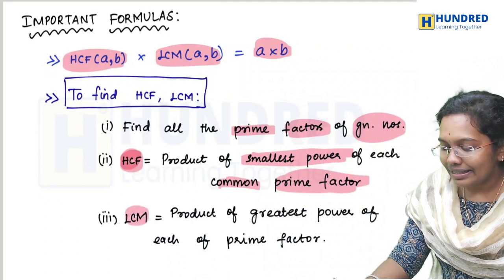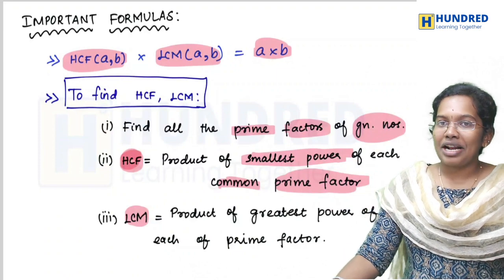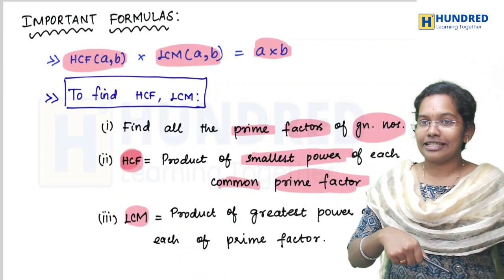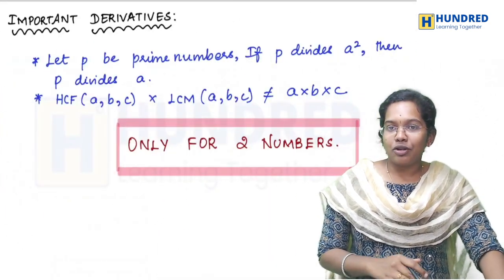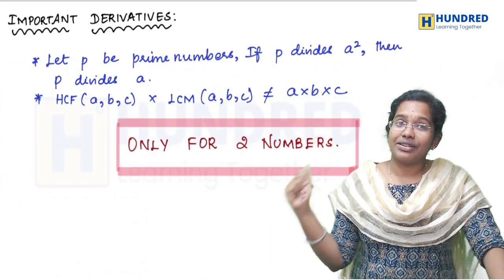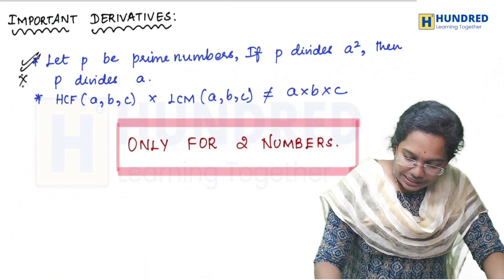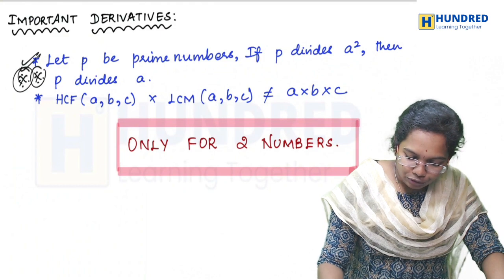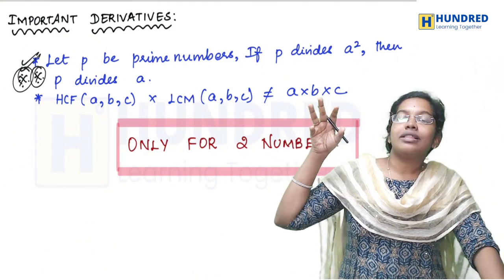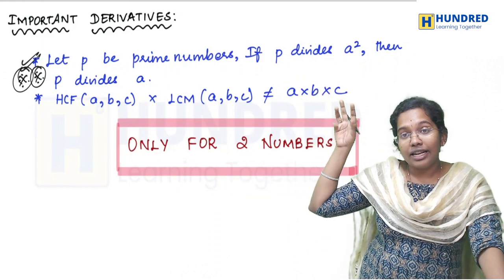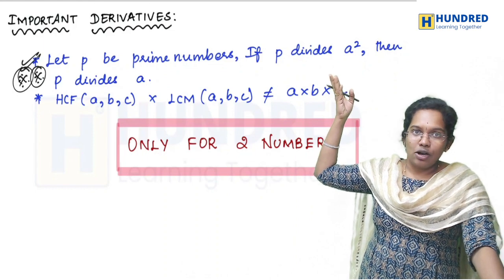Okay, so what's the LCM then? Product of the greatest power of each of the prime factors. You have seen this with the previous example which I told you, right? So these are the main formulas you have to note regarding real numbers. And the derivation you have to know is, this is an important question: let P be a prime number. If P divides A square, then P divides A. This is being used in which part also? In proving irrationality also, correct?